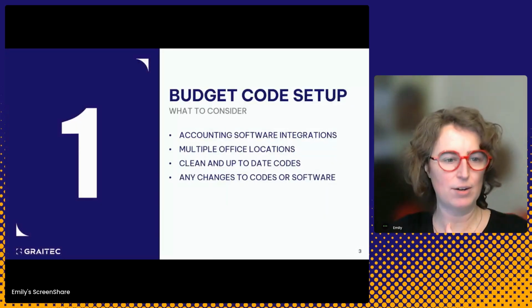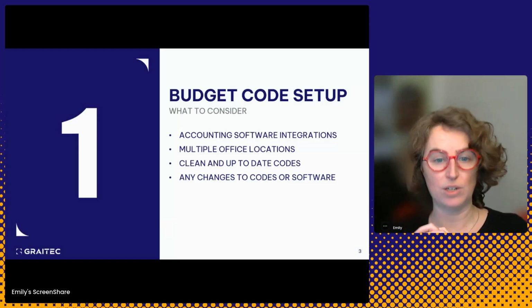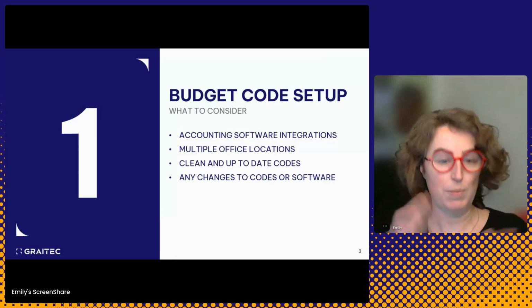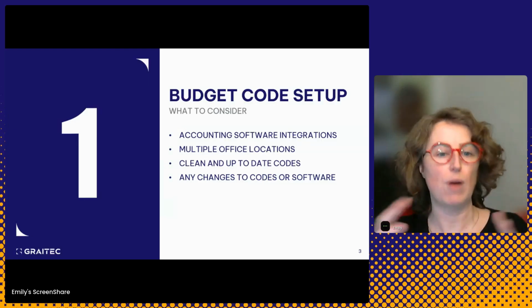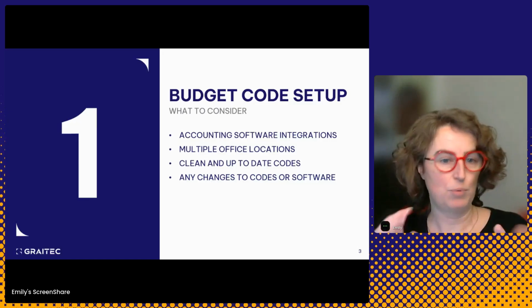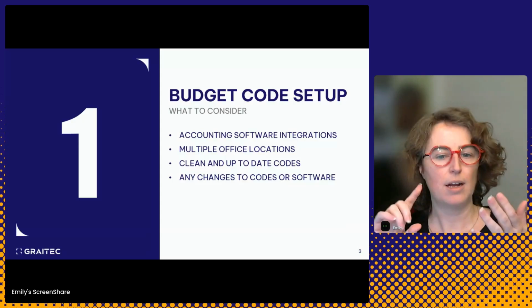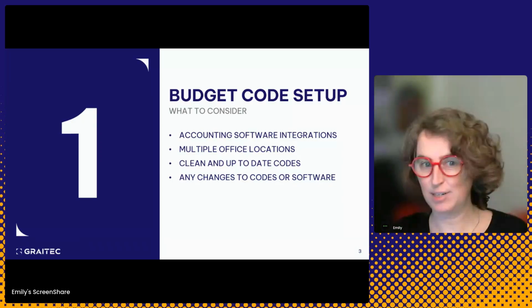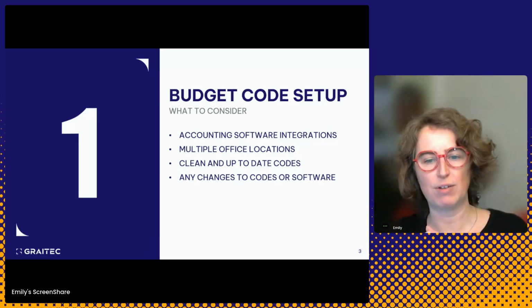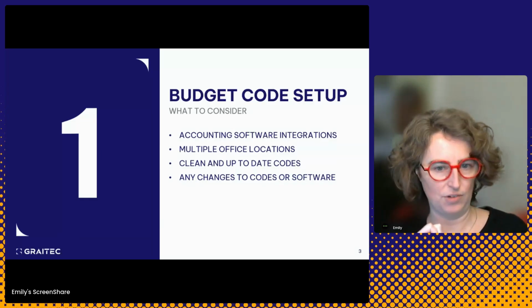So the first thing, no matter who you are, the first thing you need to consider in going to cost management is your budget code setup. No matter whether you're an owner, a GC, a subcontractor, this is the first thing you have to set up. But in setting that up, we have a few considerations that we have to take into account. Accounting software integration being probably the biggest one. So if you aren't yet, but are considering an accounting software integration, there's going to be some knock-on effects that we need to consider.